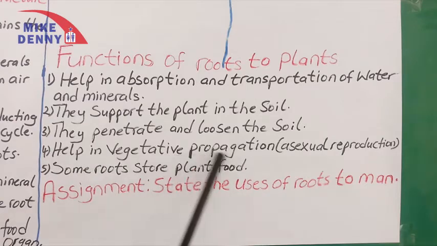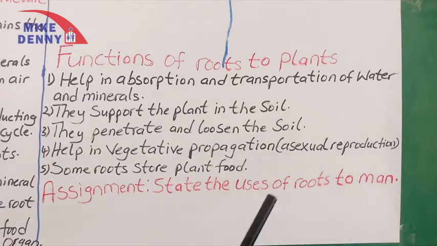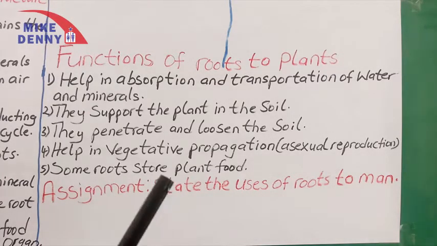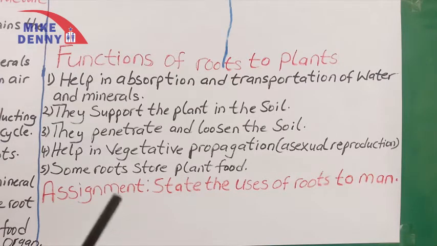Help in vegetative propagation. This is a process of asexual reproduction. How is this occurring? Some roots are modified and they are able to produce young ones. That's the meaning. Modified roots. This is the development of young ones from modified roots. That's what we call vegetative propagation.